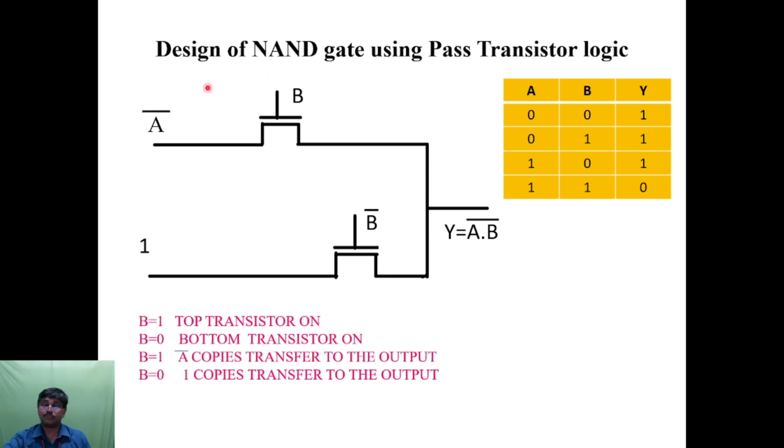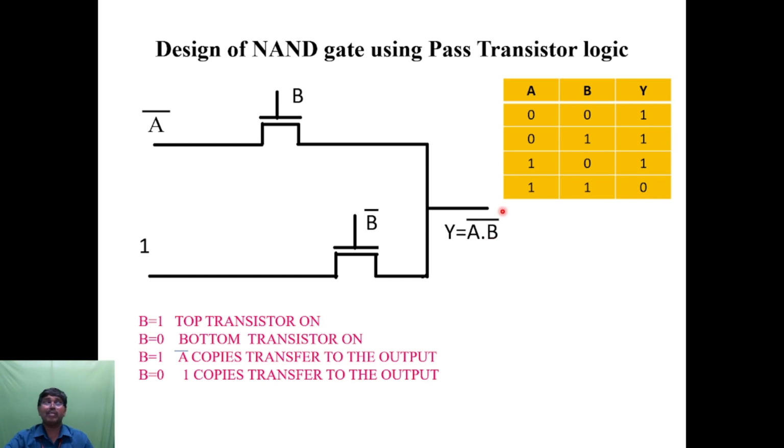Next, we will see the NAND gate. This is the truth table of the NAND gate, just the opposite of the AND gate. When both inputs are 0, the output will be high. When either input is high and the other is low, the output will be high. When both are high, the output will be 0. That is Y is equal to (A dot B) the whole bar.